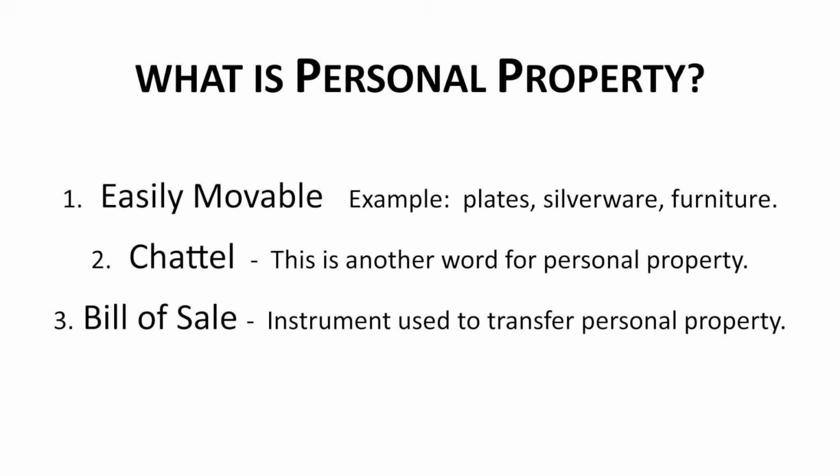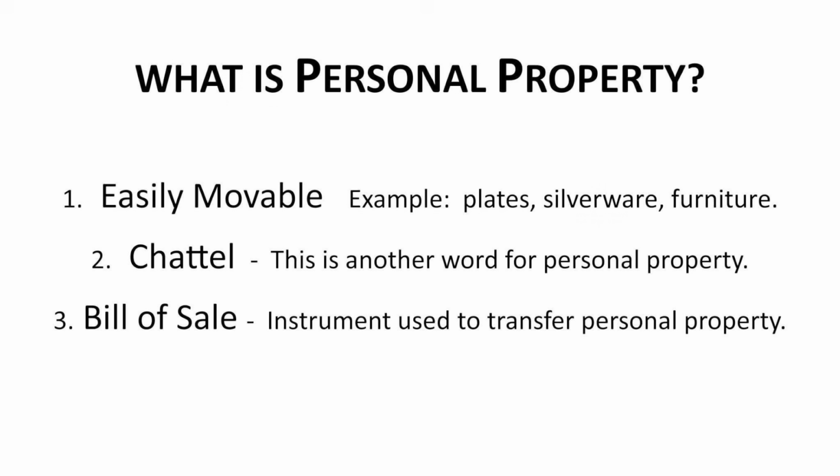But first, I want to talk about what is personal property. I want to talk about 3 things. Number 1, it's easily movable. Remember that personal property is easily movable. Examples: plates, silverware, furniture. Those are examples of personal property. Now, these are 2 different vocabulary words I want you to memorize. Chattel, that's another word used for personal property. So when you see chattel, that means personal property. And then the bill of sale, that is the instrument used to transfer personal property. So screenshot this. Those are just good words, especially chattel and bill of sale. You need to know what those are and how they relate to personal property.